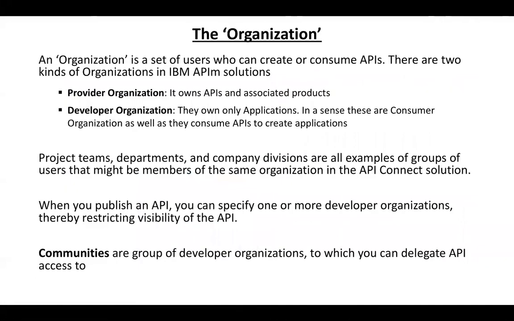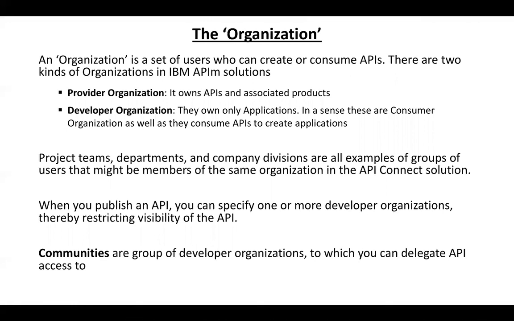Now, this is a term very specific to IBM API Connect. So we've got to understand the exact meaning of this term. It's a very basic term. An organization is a set of users who can create or consume the APIs. The English meaning of organization is something different. But in API Connect, when it is used, it points to a set of users. Users who can create the APIs or users who can consume the APIs.